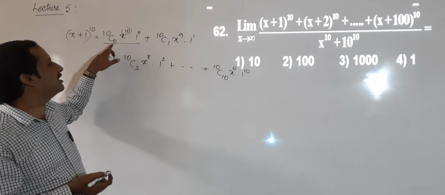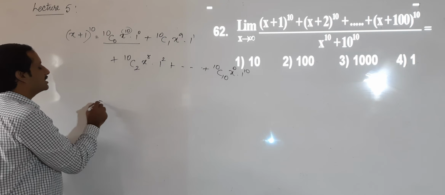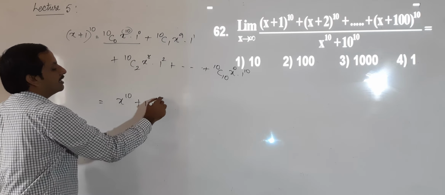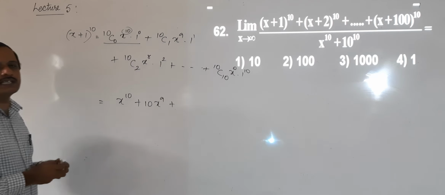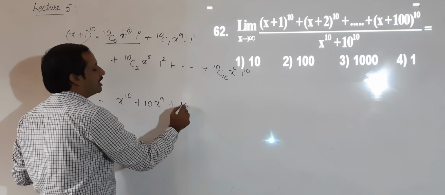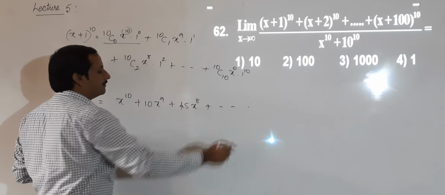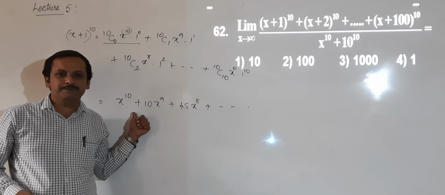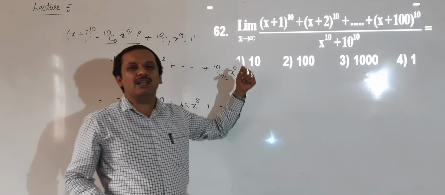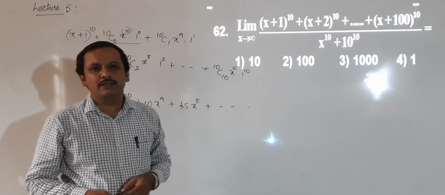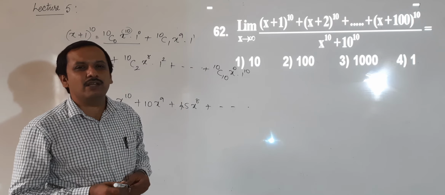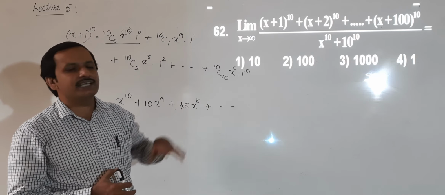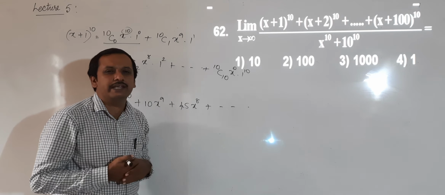If I simplify, 10 c naught is 1. So on simplification, this will give you x power 10 plus 10 c1, that is 10, into x power 9, plus 10 c2, that is 45, into x power 8, etc. So you will observe that it is a polynomial of degree 10. First term is a polynomial of degree 10. What about the second? The second term is also a polynomial of degree 10. Third term is also a polynomial of degree 10. And the last term is also a polynomial of degree 10.